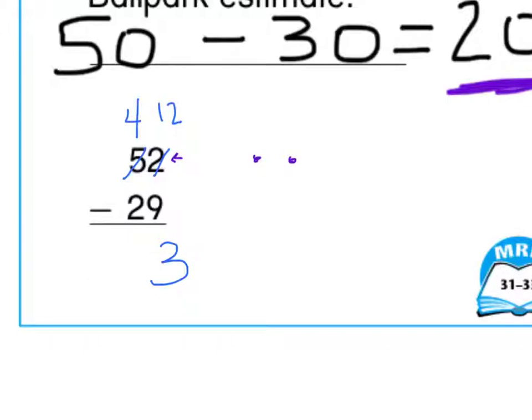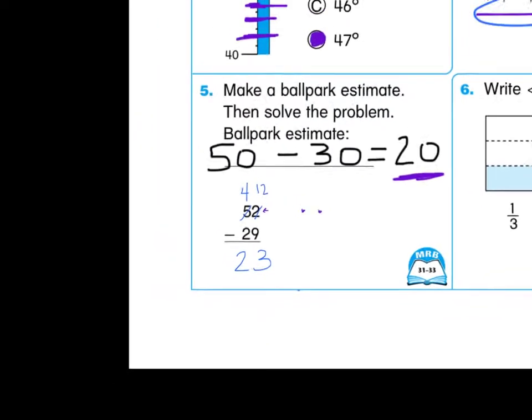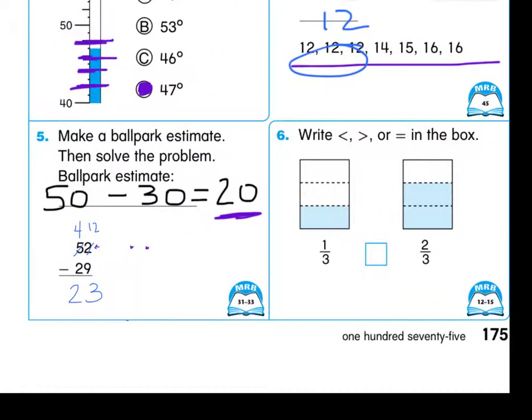And now I can subtract my 10s. If I have 4 and I'm taking away 2, I have 2 left. So the answer is 23. Is that close to our ballpark estimate of 20? It is. 23 is pretty close to 20, so we did it correctly.